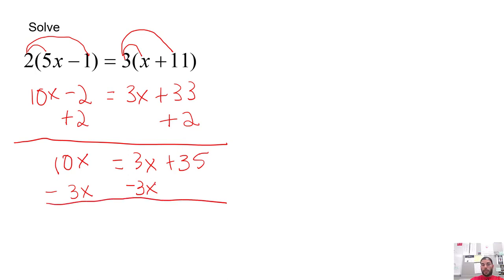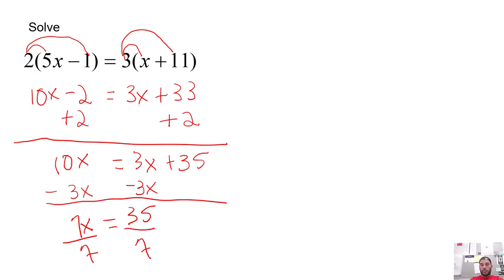I got a positive 3x on my right. The way to get rid of it is to subtract 3x. 10x minus 3x is going to be equal to 7x. And on my right side, I'm just left with plain old 35. And I'm super, super close at this point. I know that 7 times x is equal to 35. I want to isolate this variable completely. How do I get rid of multiplying by 7? I have to divide by 7.